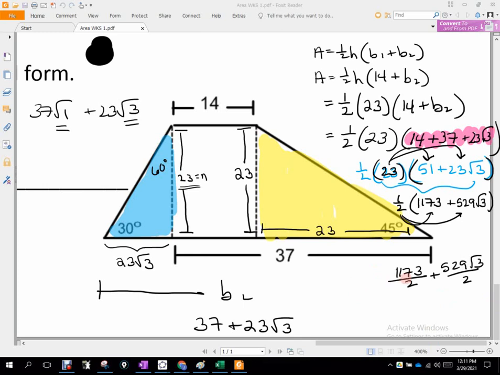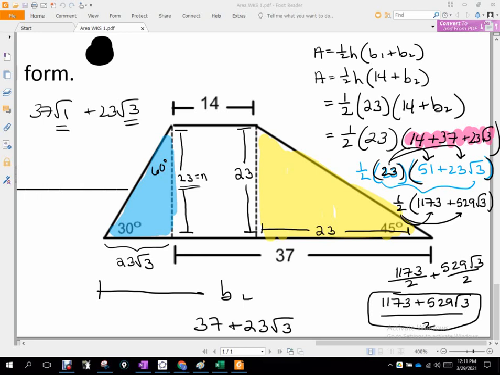Nothing wrong with that. But do you have a common denominator here right now? So a lot of people might write that as 1173 plus 529 radical 3, all over 2. Kind of a nasty problem, yes? Okay, lots of stuff going on there.